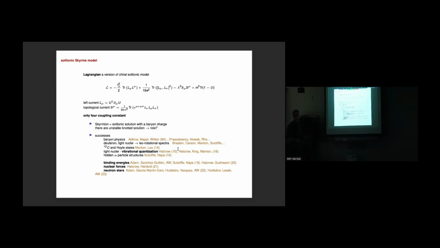And our hope is that this is enough to describe baryons, light atomic nuclei, heavy atomic nuclei, and even nuclear matter at high density in neutron stars. So it's an extremely constrained model. There is very little flexibility. So this L is like the left current, basically the derivative of the SU2 field. B is the topological current. And the solutions of this theory with non-zero topological charge are called skyrmions.